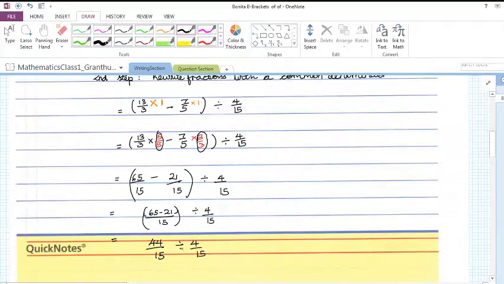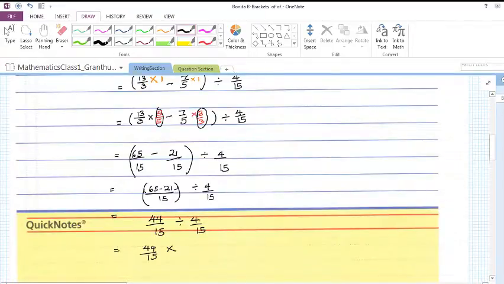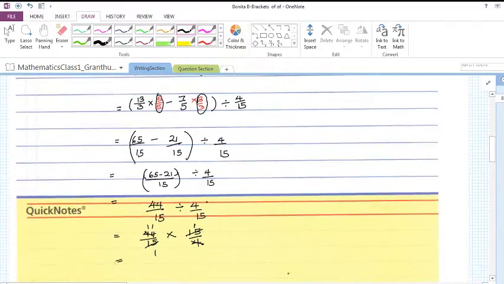Whenever you divide by a fraction, you multiply by its reciprocal. So that's the same as 44 over 15 multiplied by, and what we do, we flip this guy, 15 over 4. Of course, 15 into 15 will give you 1 each, and 4 into 44 will give you an answer of 11. And therefore the answer to that problem is going to be 11.